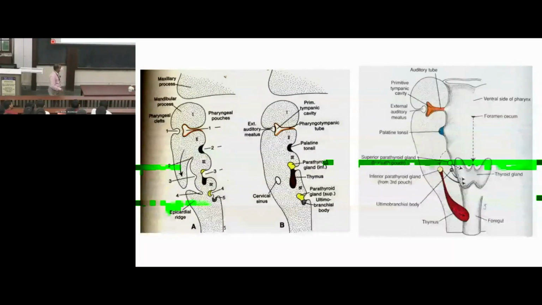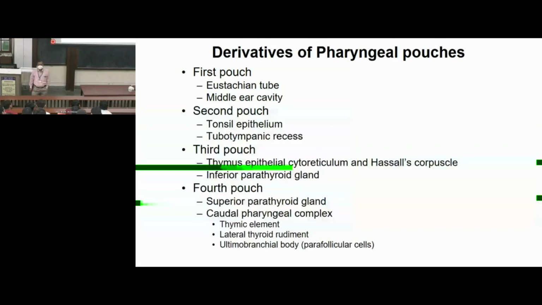Another diagram to show the same summary. Eustachian tube, middle ear cavity, palatine tonsil, inferior parathyroid, thymus, superior parathyroid and lateral thyroid element. These are all derivatives. And this is a summary in words. Okay, you have got a glance.